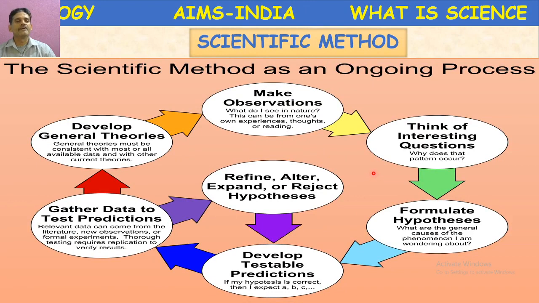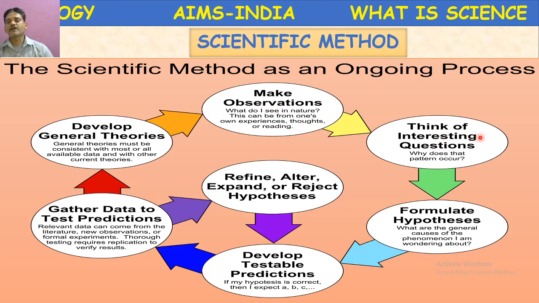Next, a brief about again the scientific method. Scientific method is an ongoing process. First, make observations. What do I see in nature? This can be from one's own experiences, thoughts, or by reading. Okay, make observations. First step.